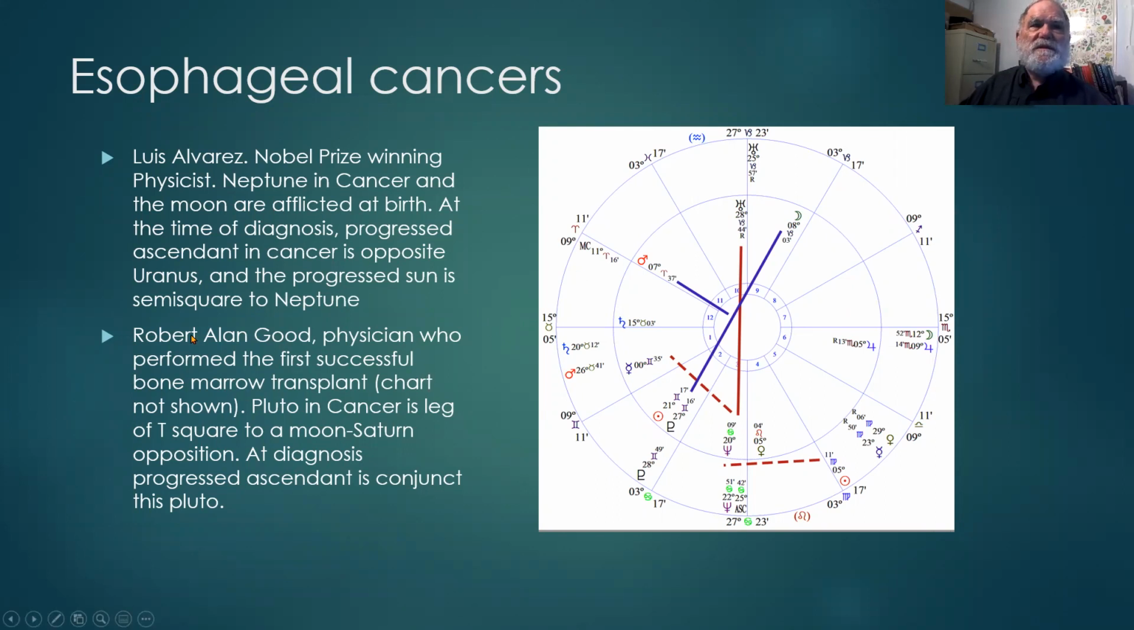This was another one. I don't have the chart here. This was the doctor who performed the first successful bone marrow transplant. He had a Pluto in Cancer as the leg of a T-square to a Moon-Saturn opposition, and I think that's pretty much all you need: Cancer sign, Moon sign, and stress in there. Okay, at diagnosis, the progressed ascendant was conjunct the Pluto, which is the leg of the T-square.